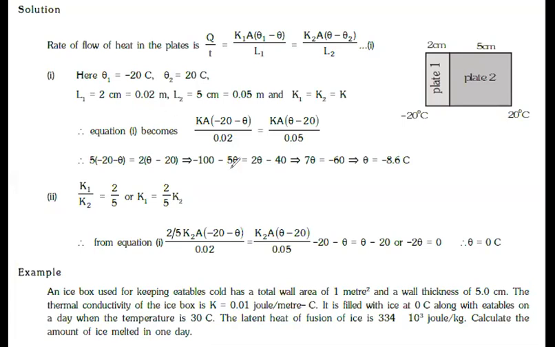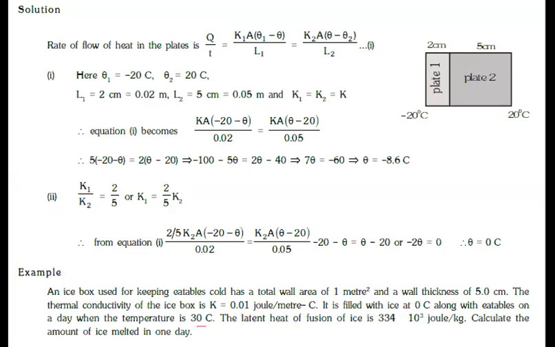What is given? An ice box used for keeping eatables cold has a total wall area of 1 meter square and a wall thickness of 5 centimeter. The thermal conductivity is given. It is filled with ice at 0 degree centigrade along with eatables on a day when the temperature is 30 degrees centigrade. The latent heat of fusion is given. Calculate the amount of ice melted in one day. So we have to calculate the amount of heat transferred in one day. Yes or no? Tell me.